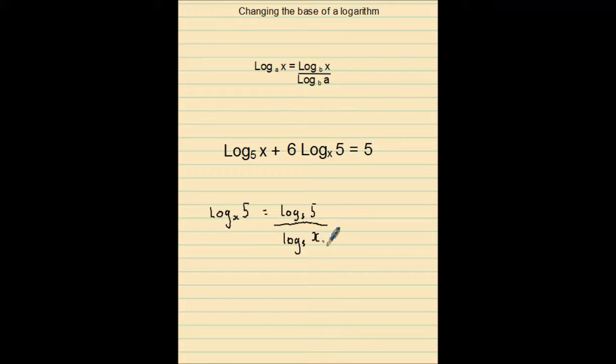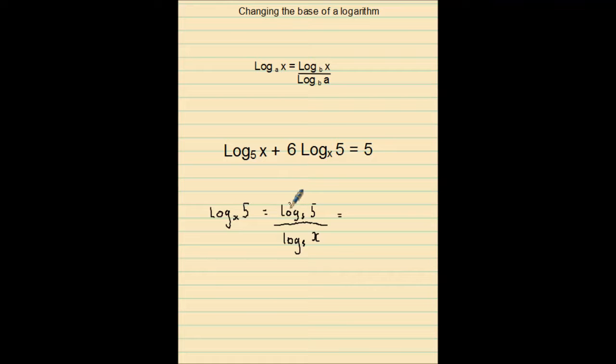And this is what we end up with. Now the important thing, this is fine. You could substitute this back in here, so replace log x to the 5 with this. Now remember, this here is a constant. There's no unknown here, so I can evaluate this.